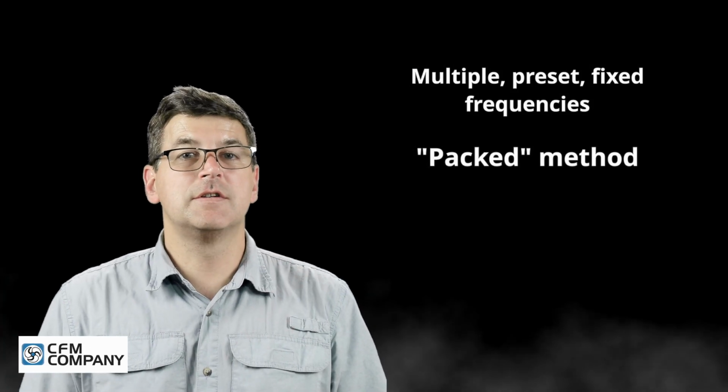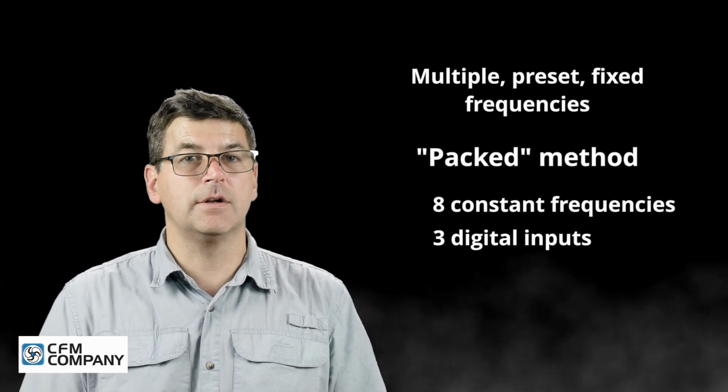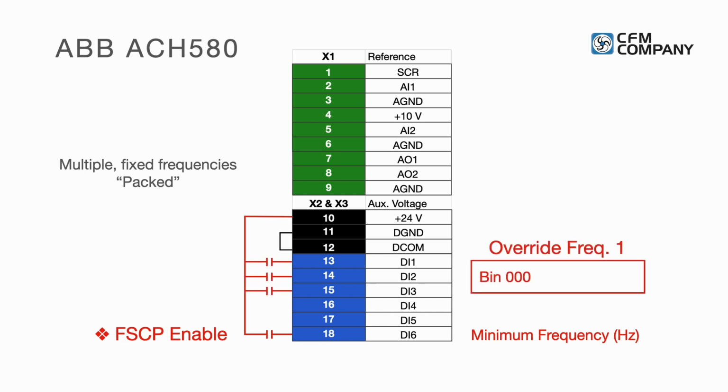The packed method uses binary counting to select up to 8 constant frequencies using 3 digital inputs. A normally open contact is closed and override is activated. The drive runs the motor at the minimum frequency, which is override frequency 1. While override is active, the fire control sequence can select between any of the 8 preset frequencies using binary counting.